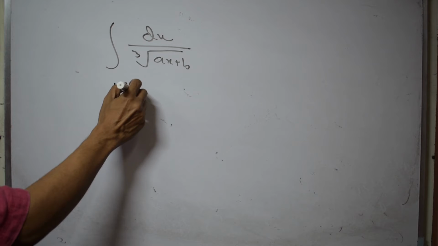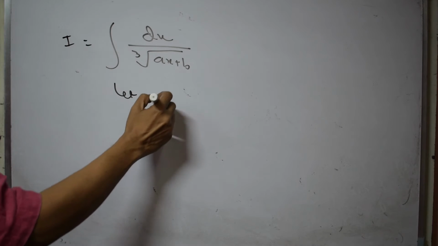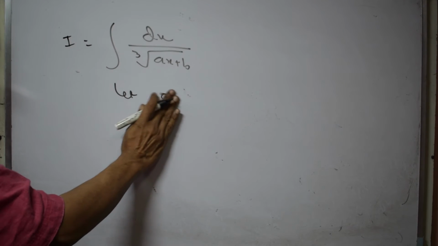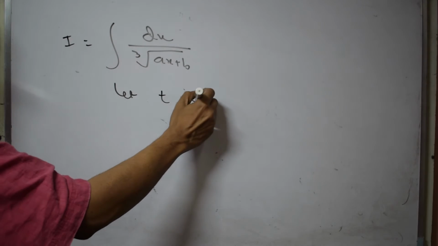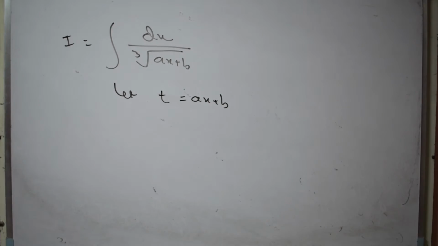So we can start with this. We can take ax plus b as t. This is important because we are finding that ax plus b cannot be simplified.